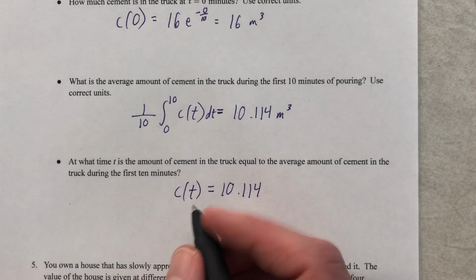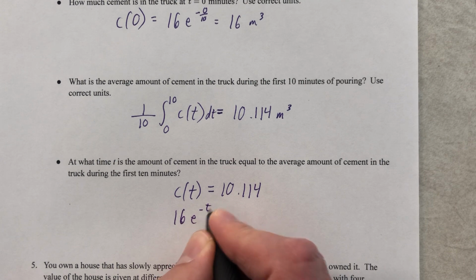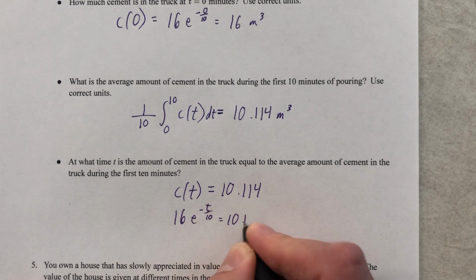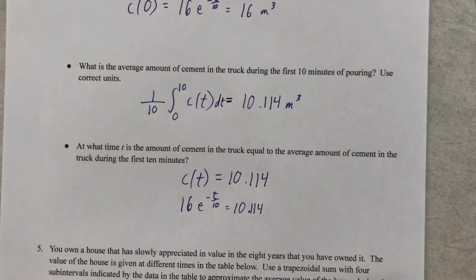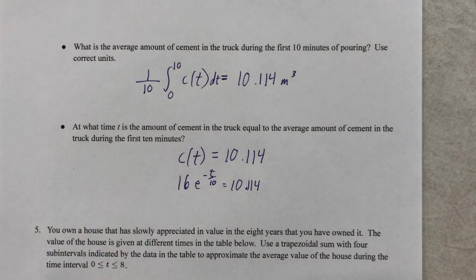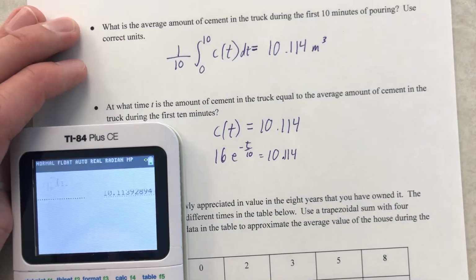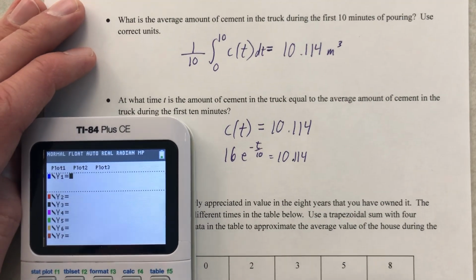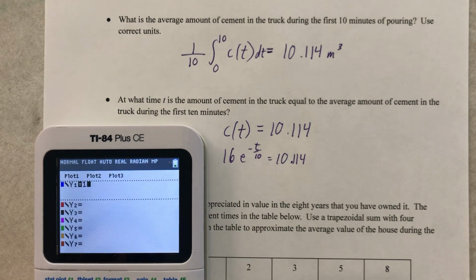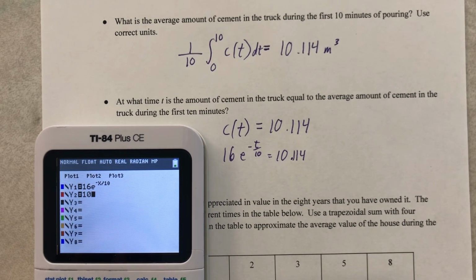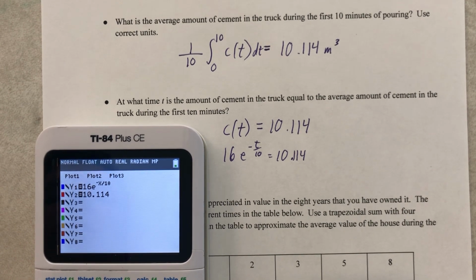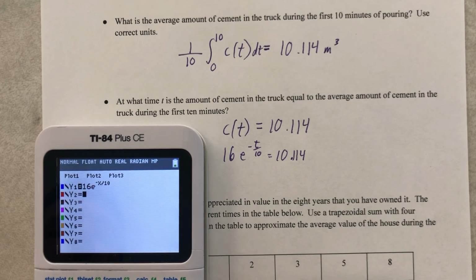So 16e to the negative t over 10 equals 10.114. And we can solve it by hand if we wanted to. I'm not. Let's grab a calculator and solve it the new-fashioned calculator way. 16e, that's second ln, negative x over 10, and then 10.114. You know what? I'm going to get technical about this. I really want to get technical. It's going to be great.